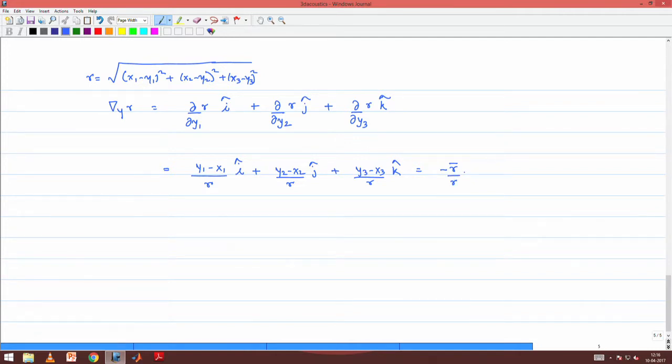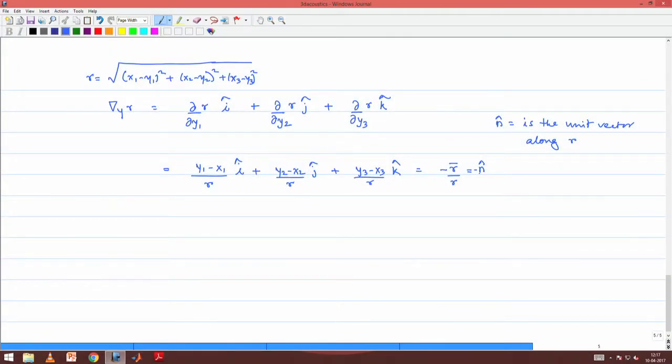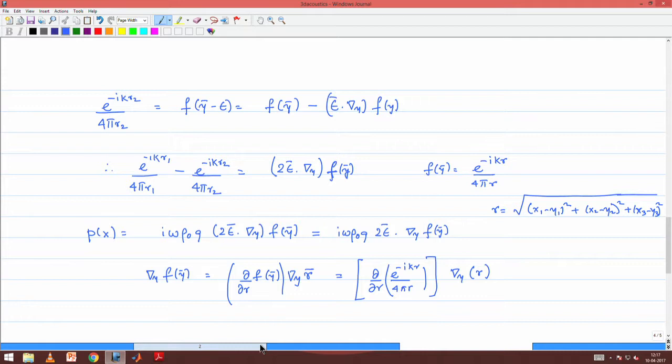So, I have to be careful about r as a vector and r as a scalar. Minus r by r is what I have; the numerator r is a vector, the denominator r is just the scalar, which is the magnitude of that vector. So, this quantity can be represented as the unit vector in the direction of r. So, n is the unit vector along r, which is from the source point to the receiver point. The source point is given the position vector y, and the receiver point is given the position vector x.